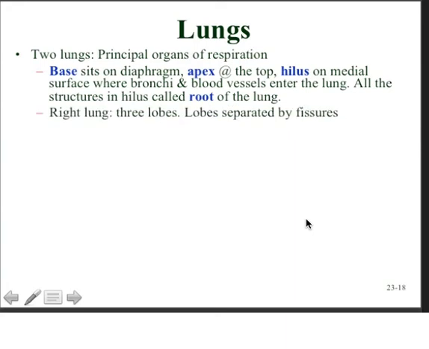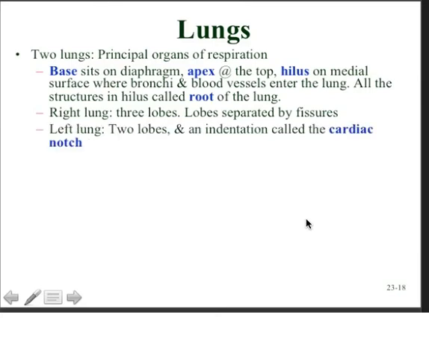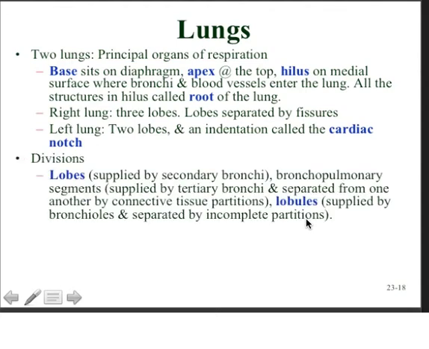The right lung has, of course, 3 lobes separated by fissures. The left lung, 2 lobes separated by fissures, and we also feature a cardiac notch to make space for the heart. There are different divisions. The lobes are supplied by the secondary bronchi, and the bronchopulmonary segments are supplied by tertiary bronchi and separated from one another by connective tissue. Lobules are supplied by bronchioles and separated by incomplete partitions.